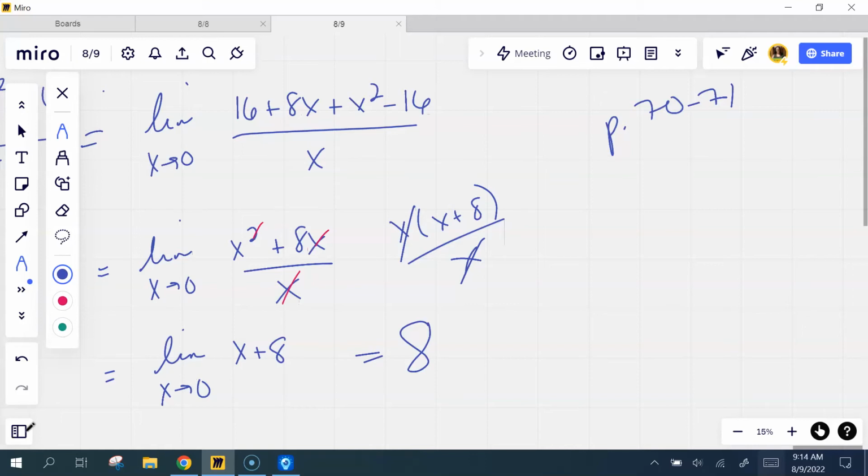You're not solving, you're not setting it equal to 0, you're plugging 0 in for x. You're subbing in. You're trying to get to the point where you can sub in because that's the easiest thing to do algebraically.